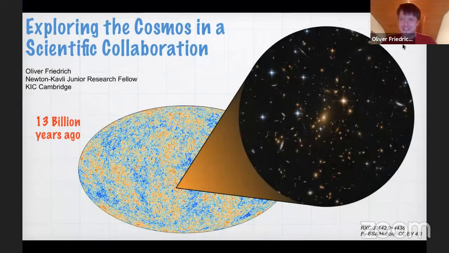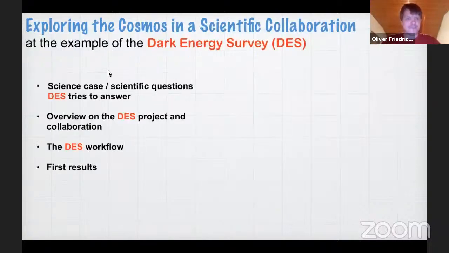As Matt said, I'm going to tell you about work in a scientific collaboration, the kind of science case that we're looking for, and what exactly the workflow is of how we get there. In particular, I want to look at the Dark Energy Survey. This is a large observational program in cosmology, which I'm a part of, and which I obviously know most about.